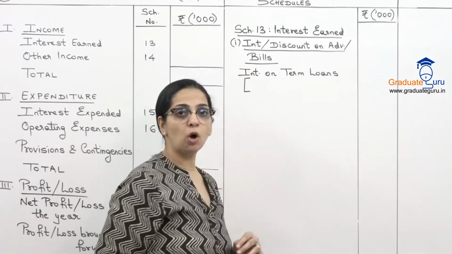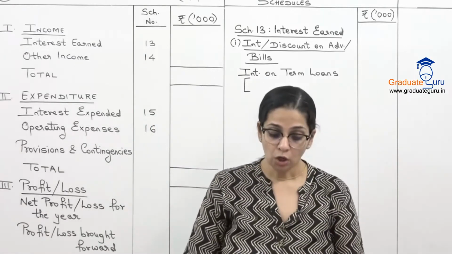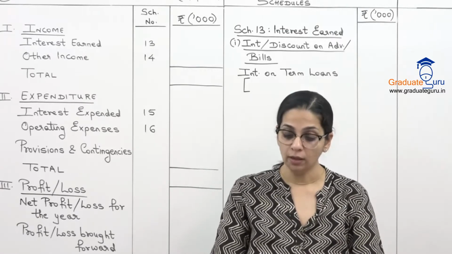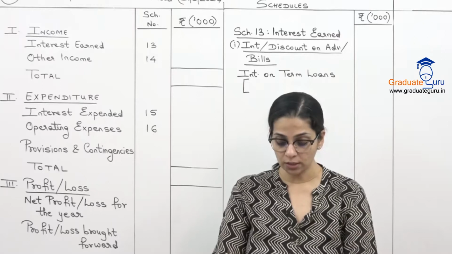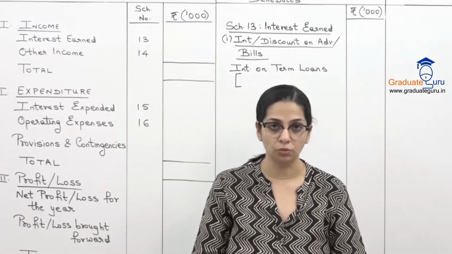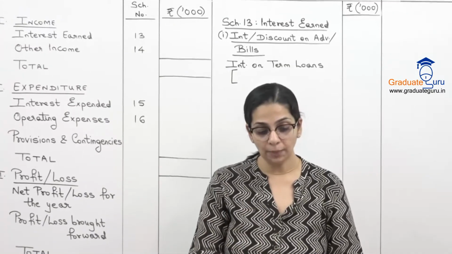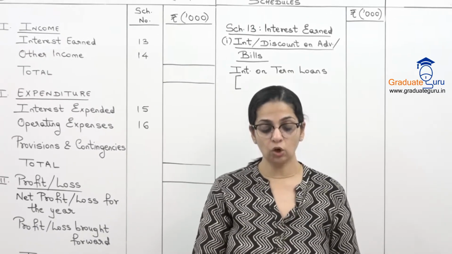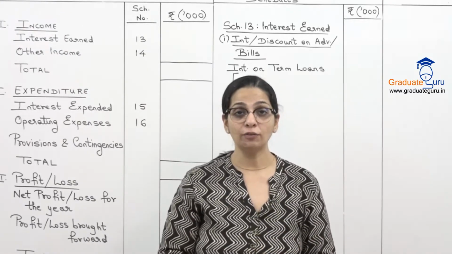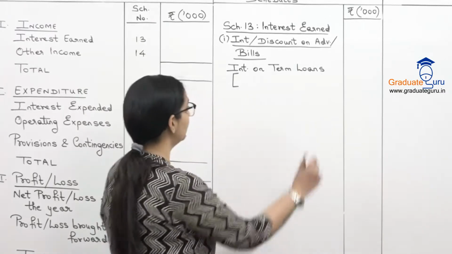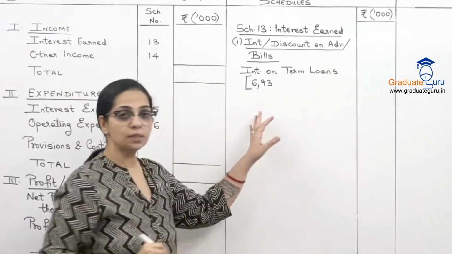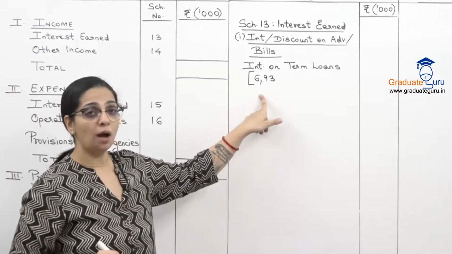Now here we'll show a small working. Why? Because the amount given in the balance sheet, that is the trial balance, is the total interest, and from that they have given us the NPA amount. So on the term loan NPA we have earned 203,000 and we have received only 45,000. So the total interest on term loan is 693. This is all amounts in thousand.